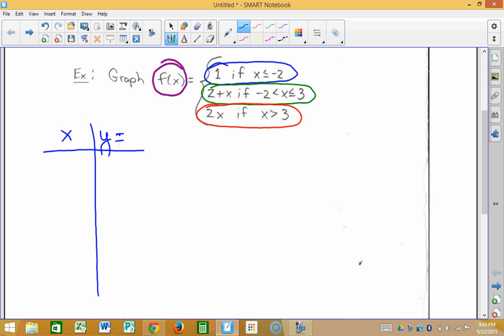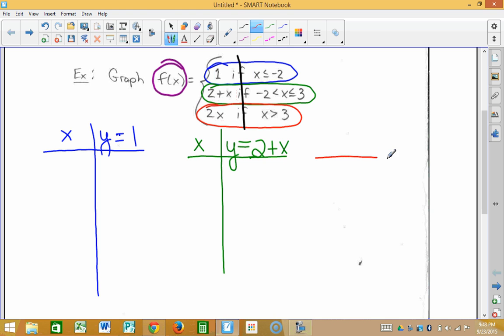So if I draw a little line here right where the if is, okay, that kind of splits this up. So you can see in front of the black line we have the number 1. That's the actual function, 1. Okay, and then for the green table, we have x, then y would equal 2 plus x. And then for the red function, we have x, and we have y equals 2x. So whatever is in front of the if is that piece of the function. So that's what y is equal to, whatever's in front of the if.